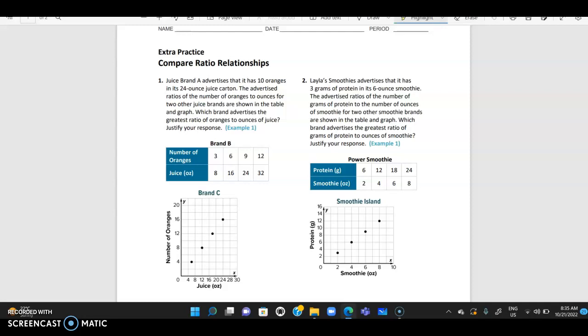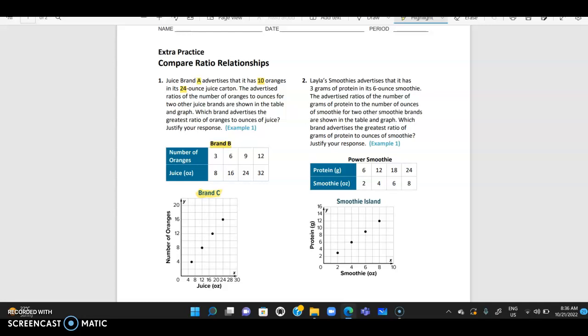Here it says that juice brand A advertises that it has, I will start highlighting the important information, juice brand A advertises that it has 10 oranges in its 24-ounce juice carton. The advertised ratios of the number of oranges to ounces for two other juice brands, which are brand B and brand C, are shown in the table and the graph.